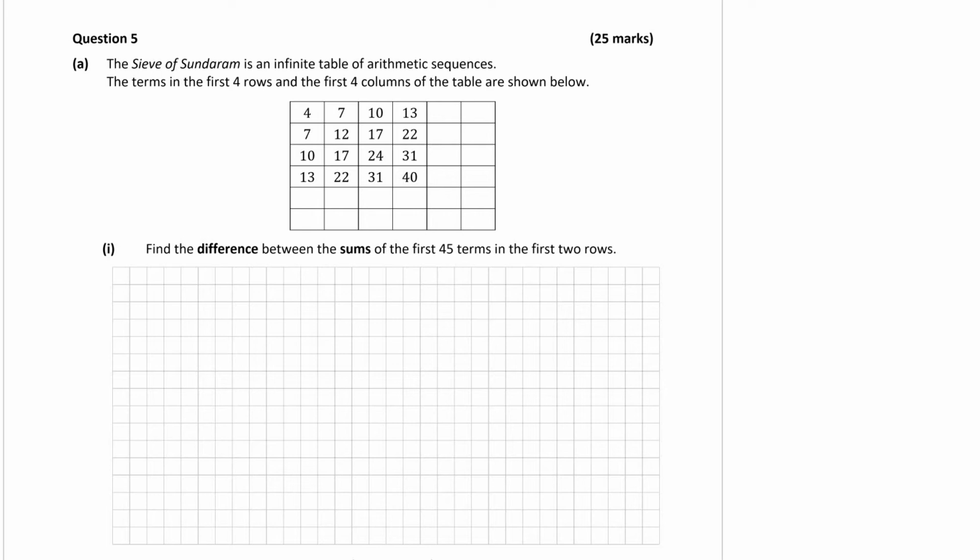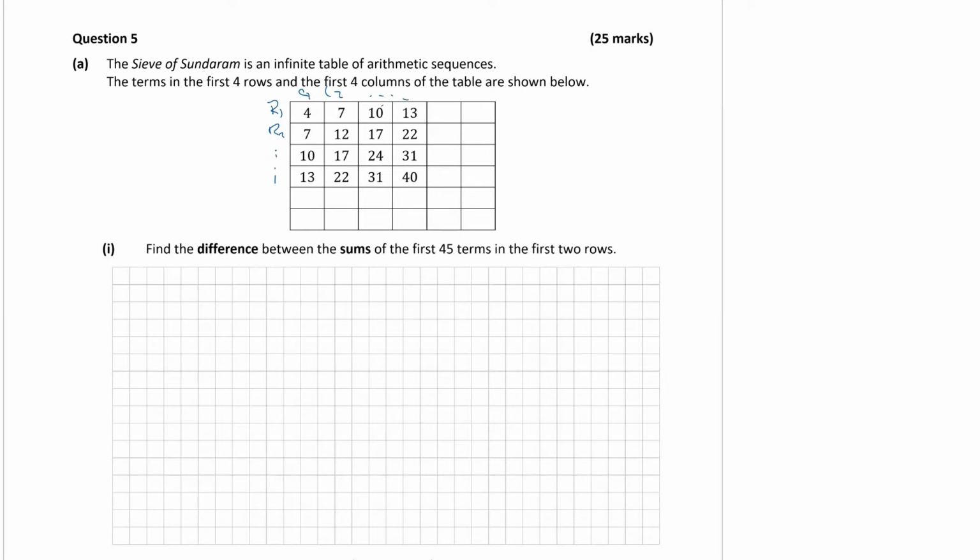Here I'm going to go through a Leaving Cert past paper question on sequence and series. It's from 2018, paper 1, question 5. You're asked to find the difference between the sums of the first 45 terms in the first two rows. So we've got row 1, row 2, etc. And this is column 1, column 2, etc.